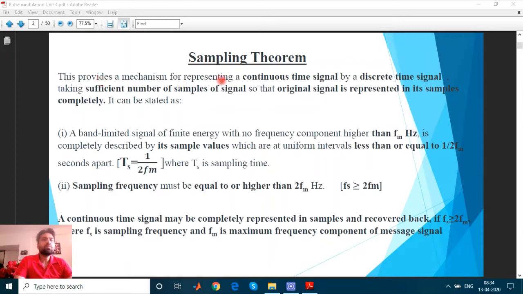This provides a mechanism of representing a continuous time signal by a discrete time signal. So we are talking about a simple sinusoidal wave, which we have already talked about, a continuous time wave, and second is called a discrete time signal.